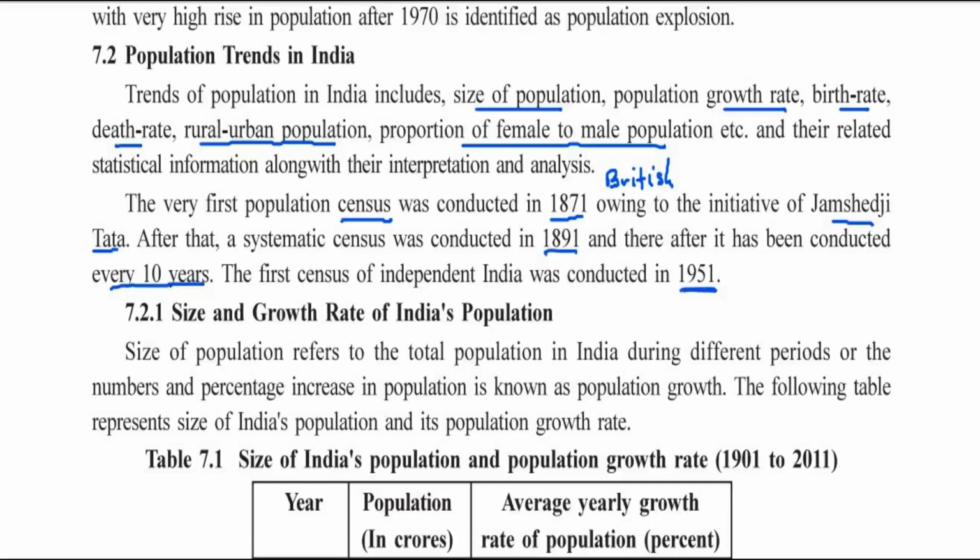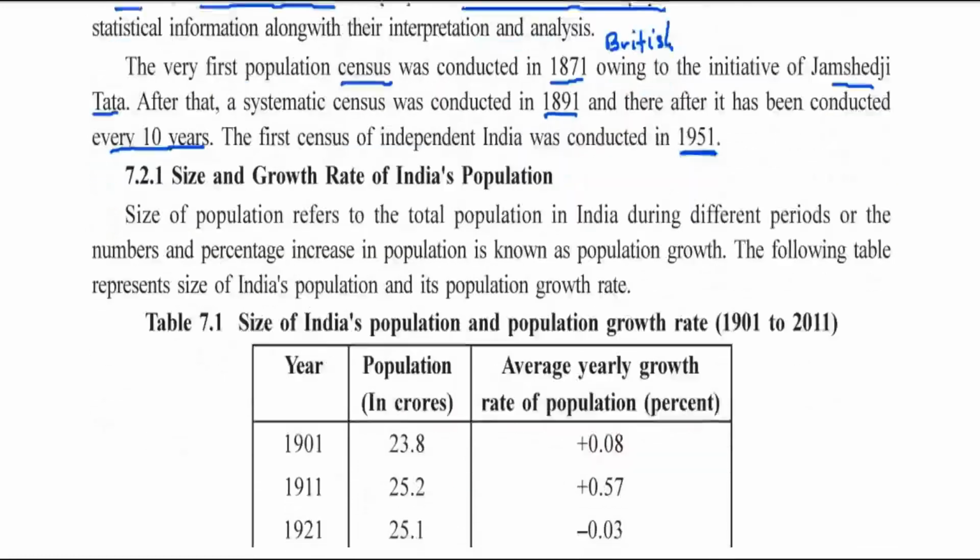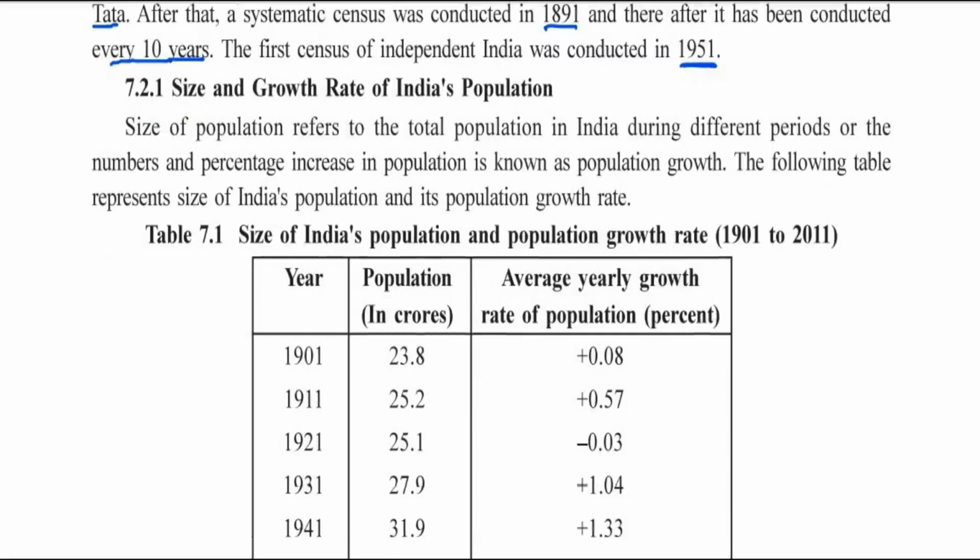So now let's take the first parameter. It is the size and growth rate of India's population. The size of population refers to the total population of the country during different periods. And the population growth is known as the percentage increase in population. So every year or every 10 years, what has been the percentage increase in the population? That is called the population growth rate. And the actual total population in a particular year is called the size of the population.